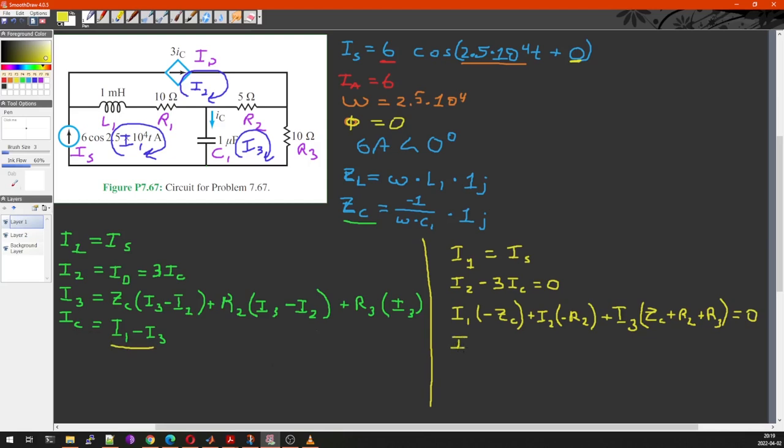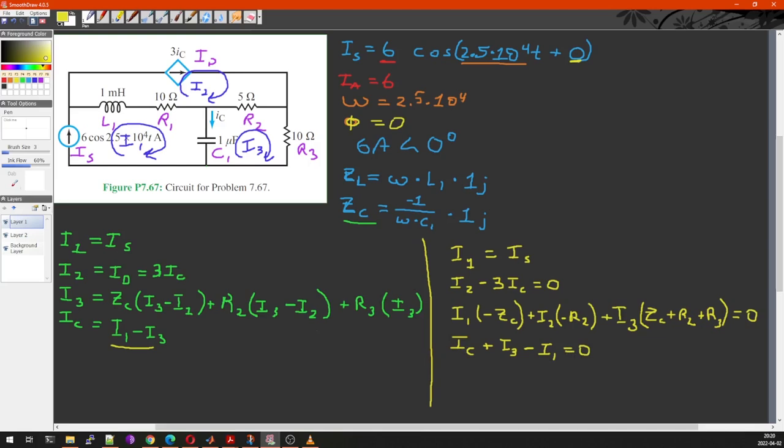So IC plus I3, I'm doing this backwards, but minus I1 is equal to 0. So why did I include the ICs in all of this?